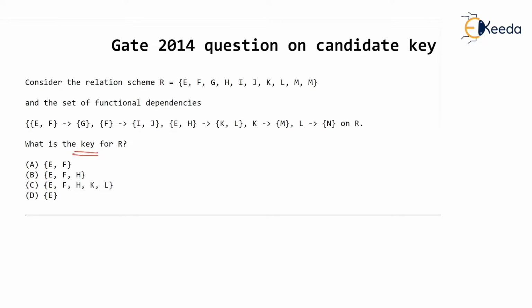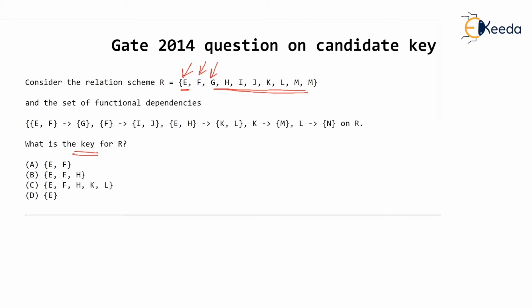Now, what was the procedure? You would find E plus, isn't it? The first attribute is E. So you'll find E plus and you will see whether E plus contains all the attributes. Then you will find F plus, then G plus. Oh, good Lord, this is going to be time taking. How can you find the closure of so many attributes?